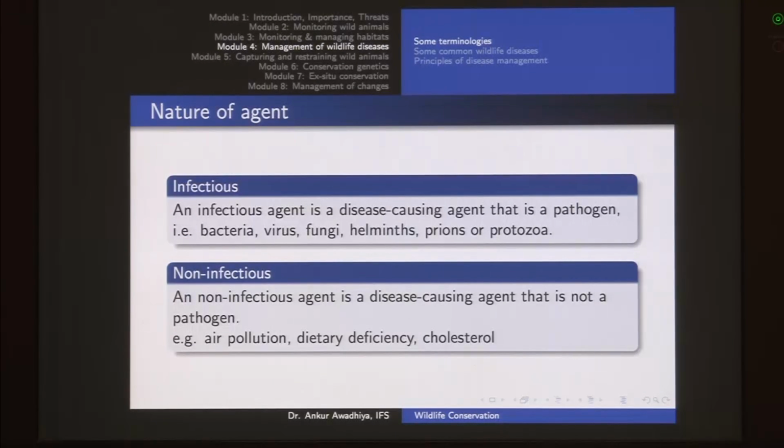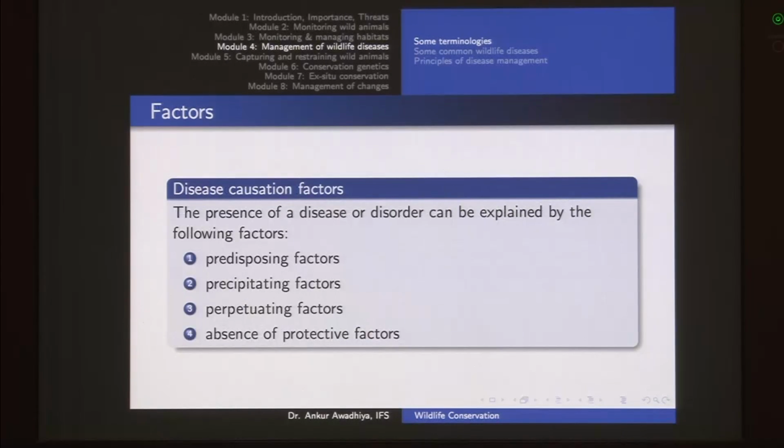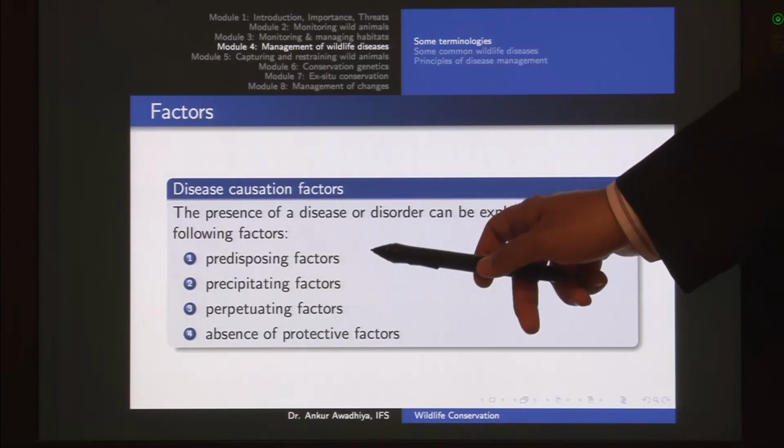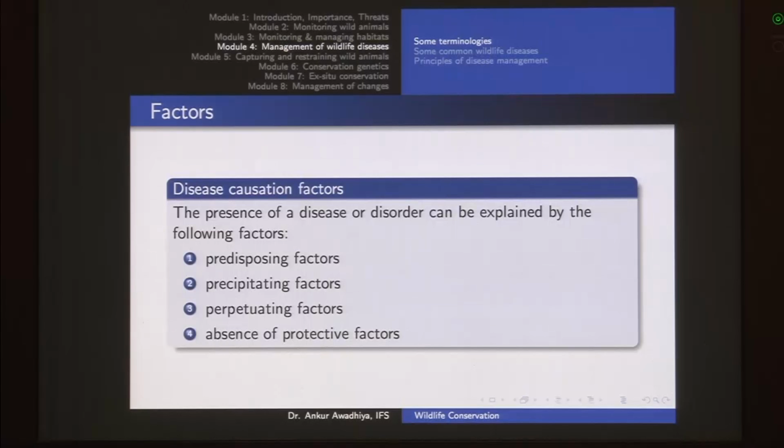Next we differentiated between infectious agents and non-infectious agents. So infectious agents are pathogens like bacteria, virus, fungi, protozoa, or parasites or prions, and non-infectious agents are like air pollution, dietary deficiency, and cholesterol. Then we talked about predisposing factors, precipitating factors, perpetuating factors, and the absence of protective factors. So predisposing factor, if a person is, say, very young, or an animal is very young or very old. Precipitating if it gets exposed to the pathogen.